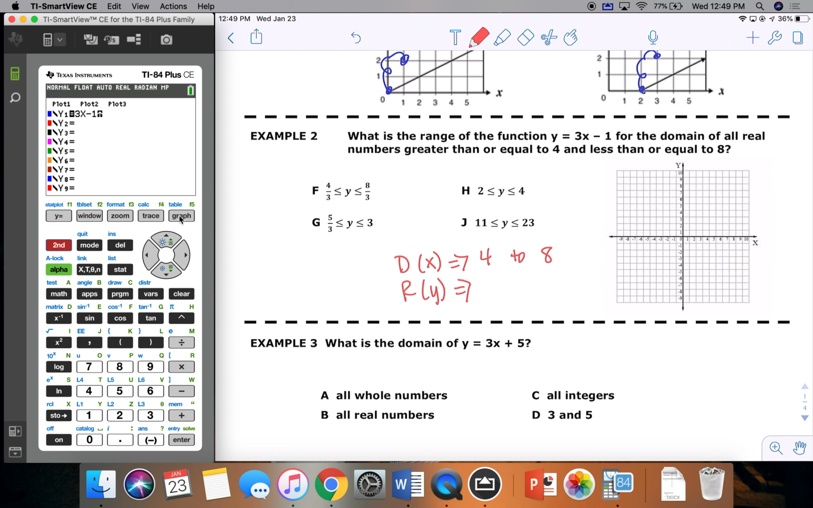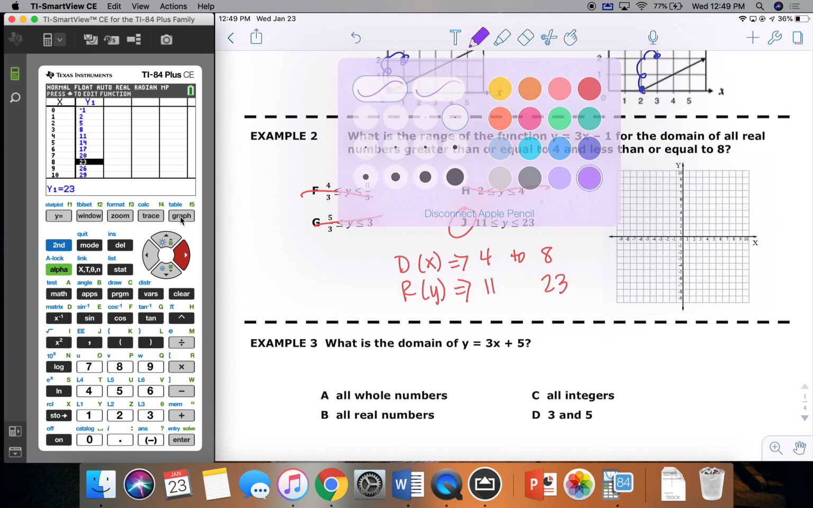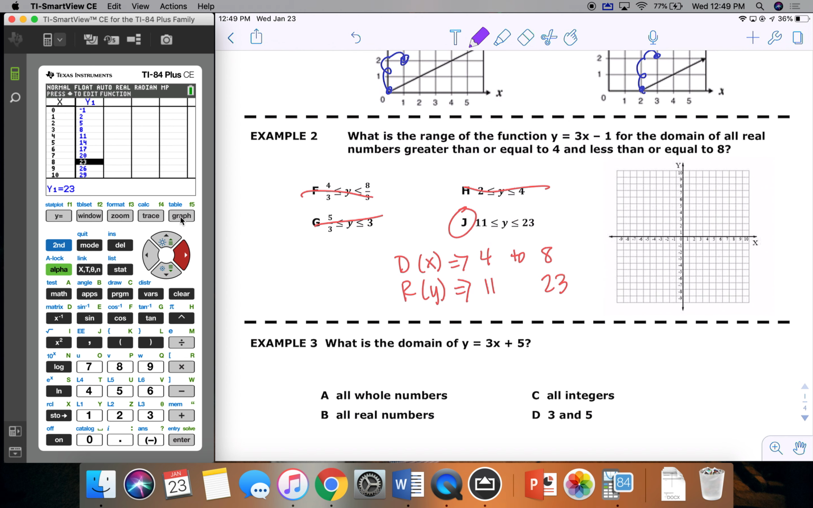So I'm going to go to the table, and when x is 4, y is 11. And when x is 8, y is 23. And the only one that has those numbers is answer choice J, which is the answer I'm looking for. Now you could graph this if you wanted to, but none of these are going to sit on your graph, so it doesn't really help you to graph it, which is why I hopped to the calculator.